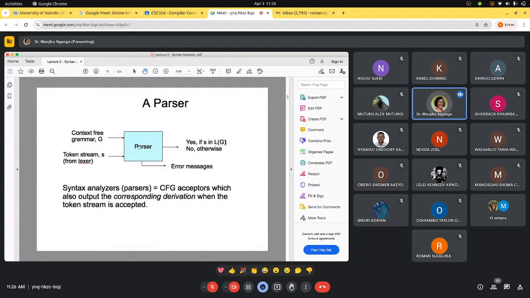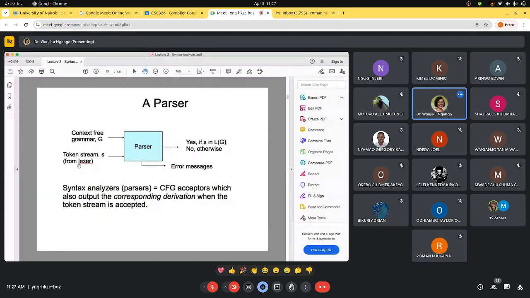So pictorially, we have the parser in the middle here. The two inputs that it uses, of course, the first one is the context-free grammar. You've already come up with a mini grammar that you're using for your project. There it defines all your non-terminals and terminal symbols and the rules that derive a particular non-terminal to a terminal symbol. So that is the reference that the syntax analyzer has.